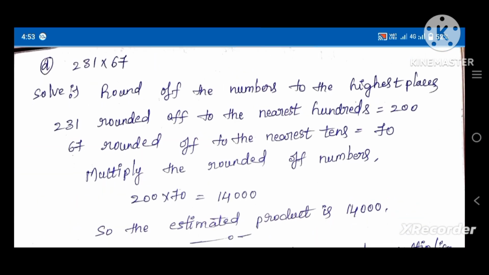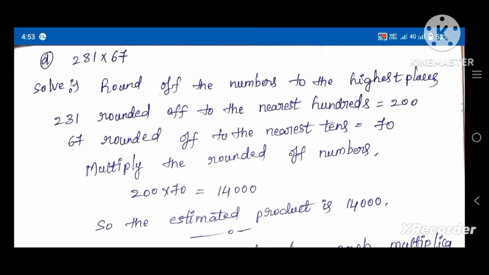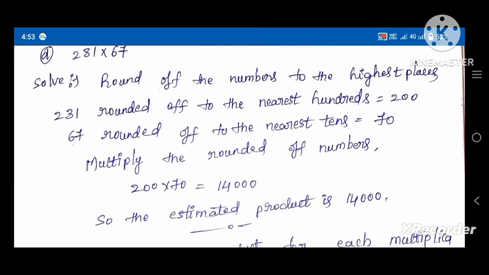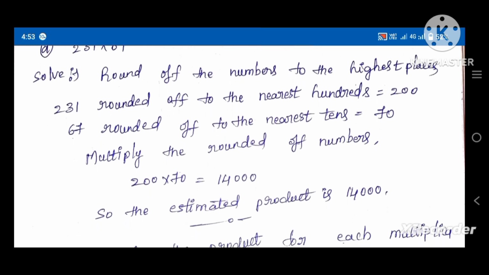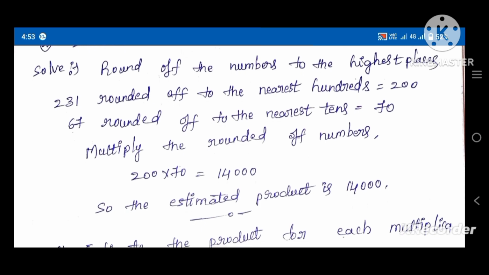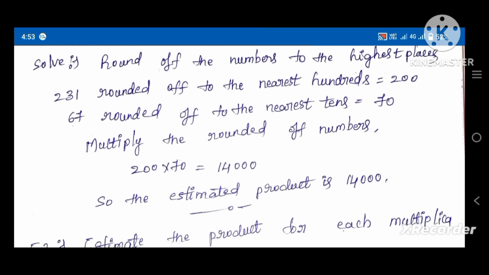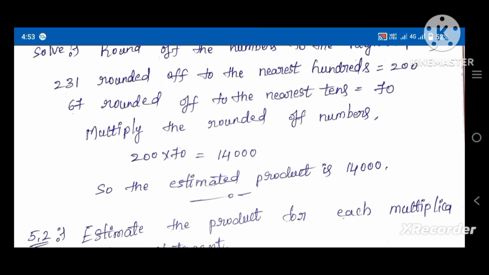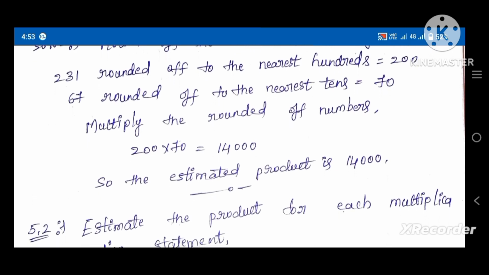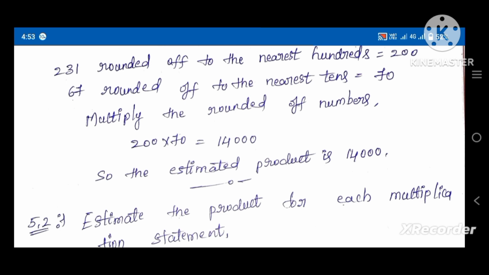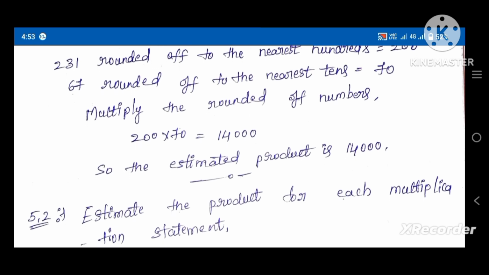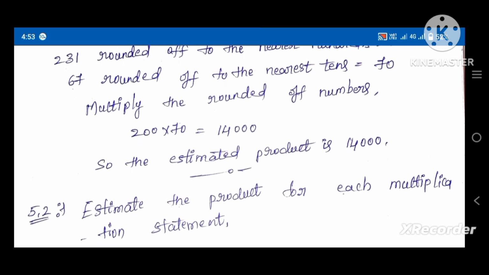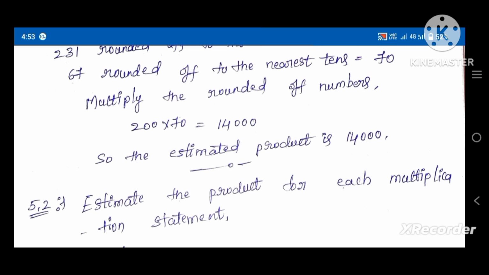D. 281 into 67, solve. Round off the numbers to the highest places. 281 rounded off to the nearest hundreds is equal to 200. 67 rounded off to the nearest tens is equal to 70. Multiply the rounded off numbers. 200 into 70 is equal to 14,000. So the estimated product is 14,000.